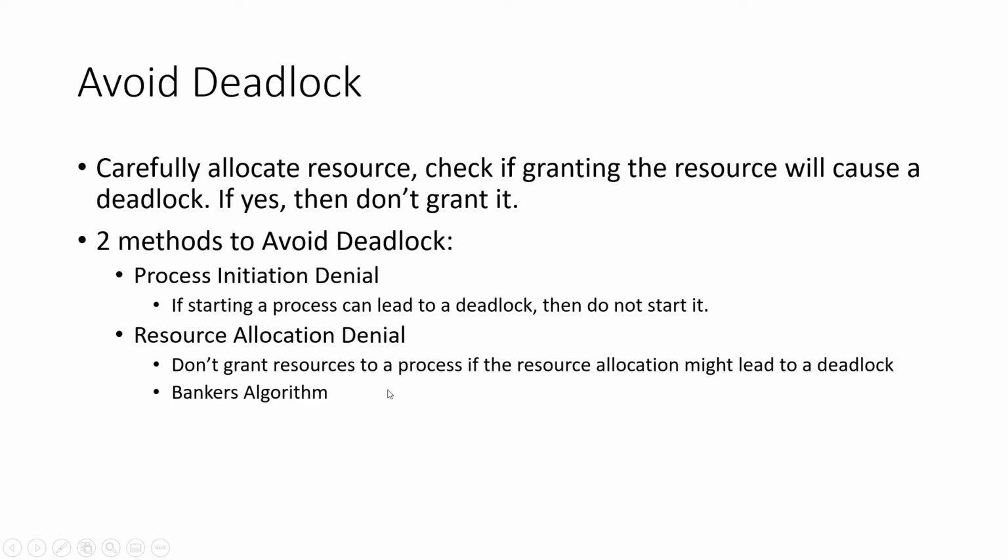So what does resource allocation denial mean? That is that we allow the process to start and take some initial resources, but when the process requests the system for more resources, we check if granting that resource will cause a deadlock. If yes, then we don't grant the resource, and this can be implemented using Banker's algorithm.